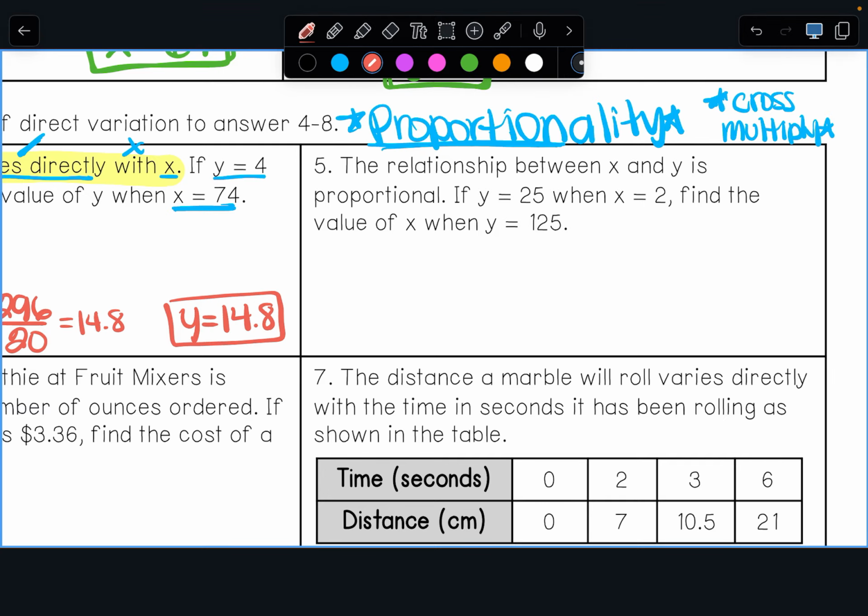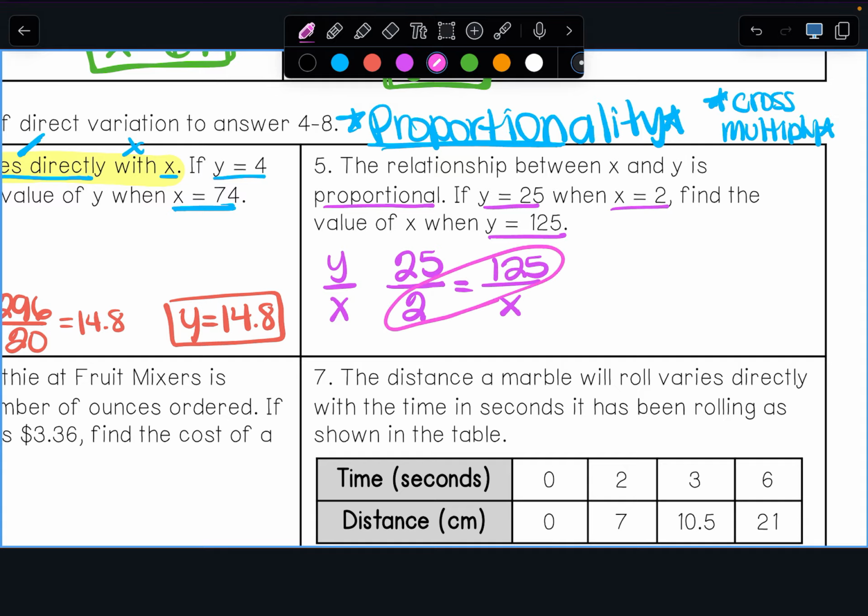So if y is 25 when x is 2, find the value of y. Once again, you're setting up a proportion. It says proportional. When you set up your proportion, it's y over x. You want to set two fractions equal to each other and fill in the numbers in the order they're given. The first number is a y value, put it on top where the y values go. Second number is an x value, put it on the bottom. Last number is a y value. That means this time we are looking for x.